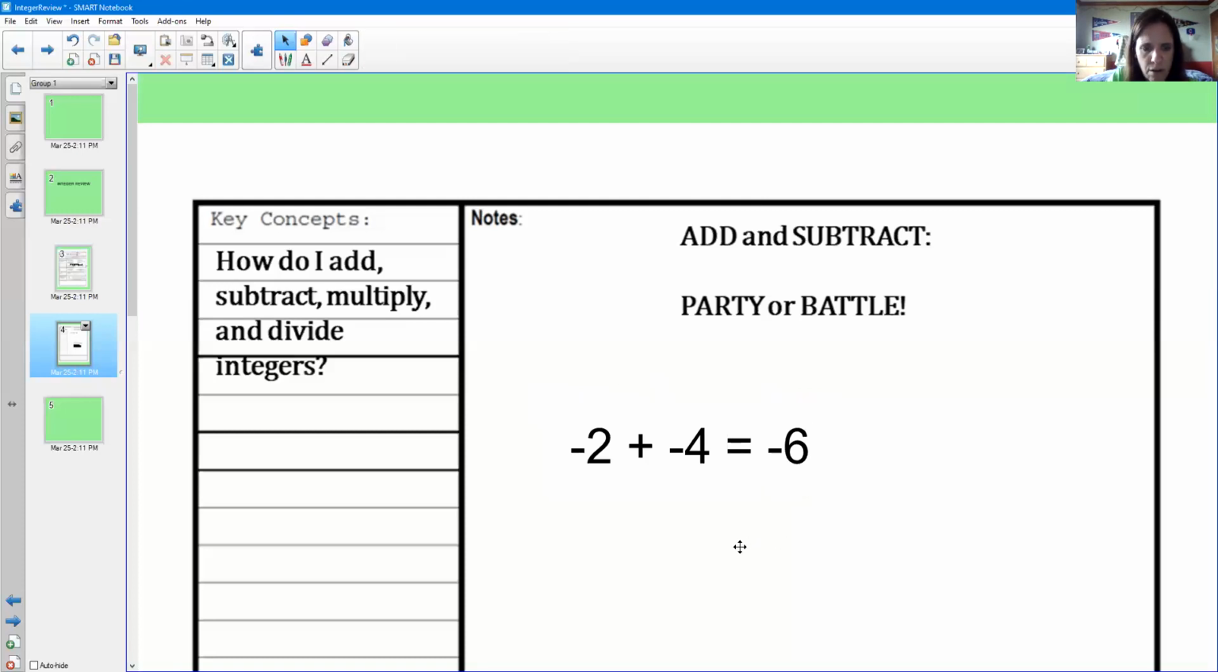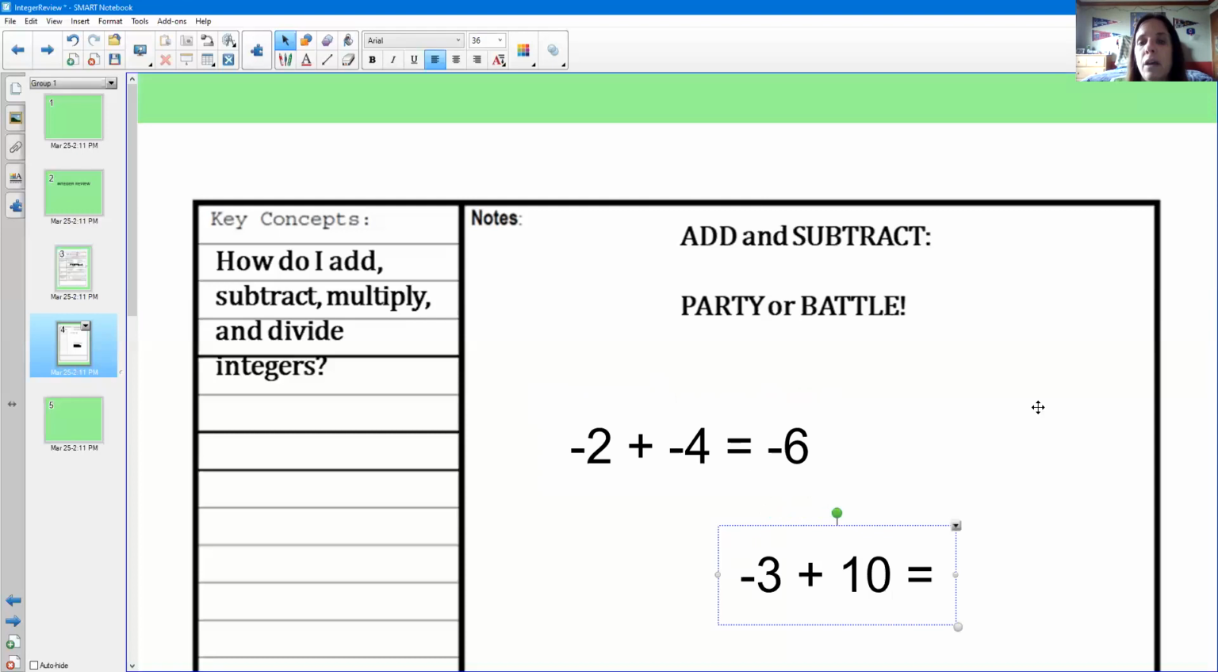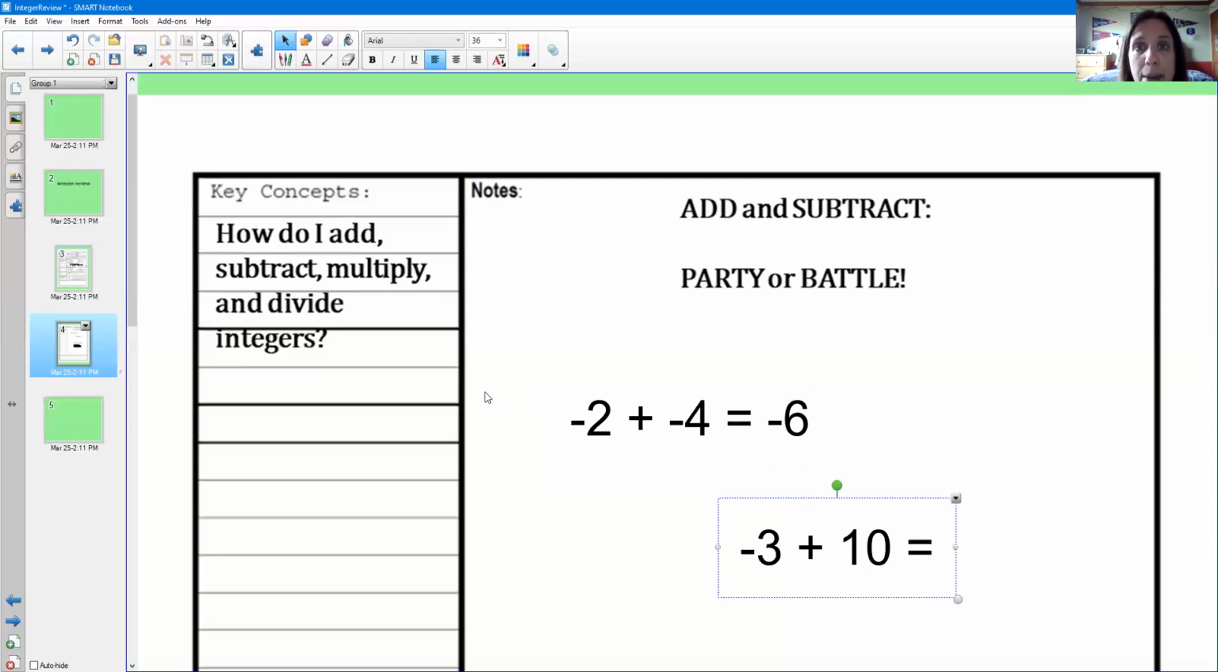I have -3 plus 10. Is that a party or a battle? Different signs, it's a battle. So we're not going to add them, we're going to subtract. 10 minus 3 is 7. Now, before you write your answer, which one's a greater distance from 0? -3 or a 10? 10. So it's a positive 7. Okay? So these are just a couple examples.